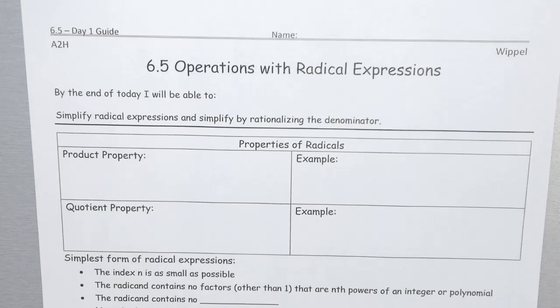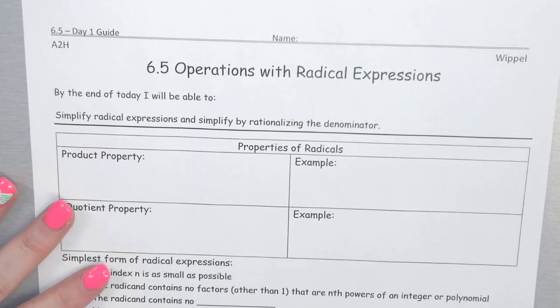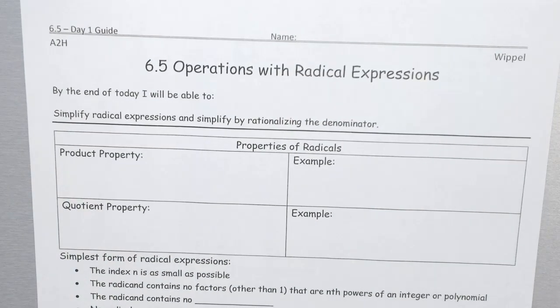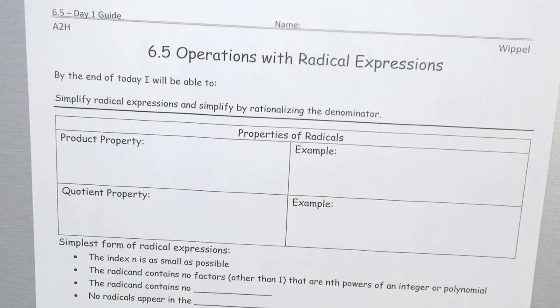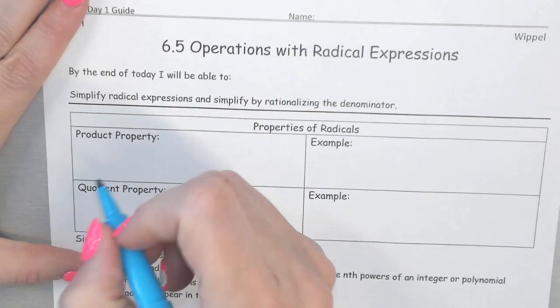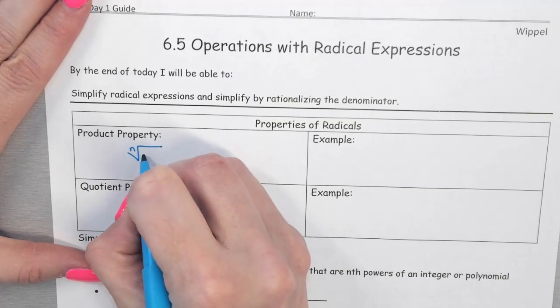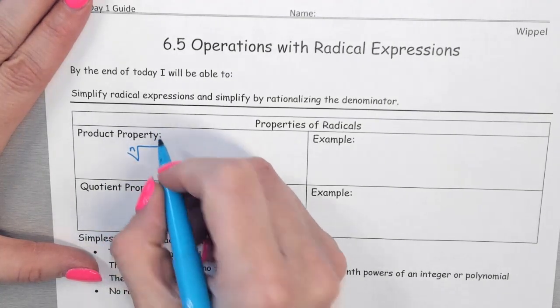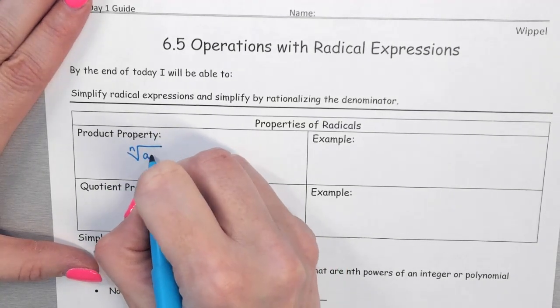So we're continuing with chapter 6. Okay, the last section we did was 6.3. We're not doing 6.4. In 6.5, we are continuing with operations of radical expressions, and we're going to be rationalizing the denominator and using some of these rules that we saw in 6.3. So we're going to be using a product property and a quotient property.